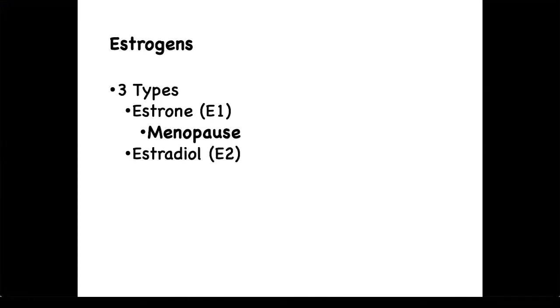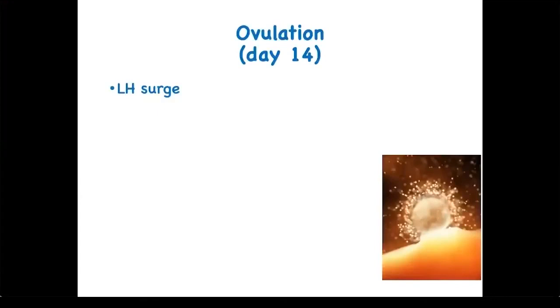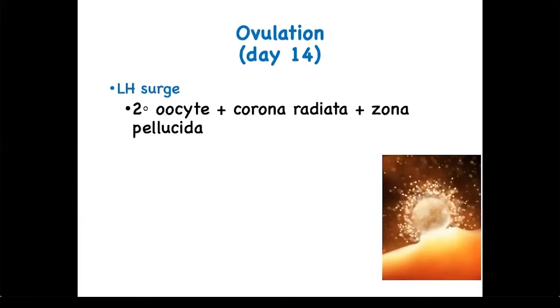The second type of estrogen is estradiol. This is the dominant estrogen during the reproductive years. The third type of estrogen, estriol, will be elevated in the blood during pregnancy. Ovulation is triggered by a surge in the hormone LH in the plasma. We'll look at this in more detail in just a minute.